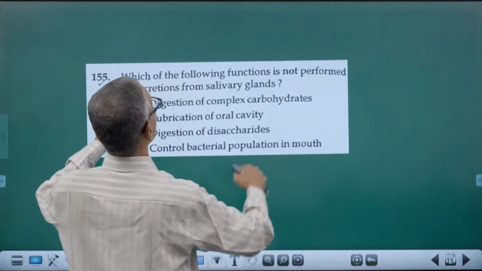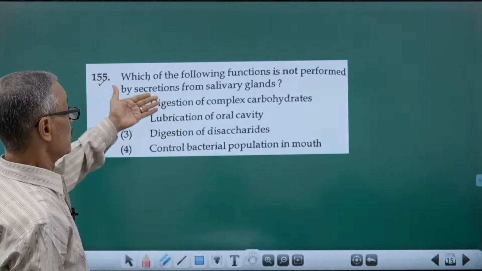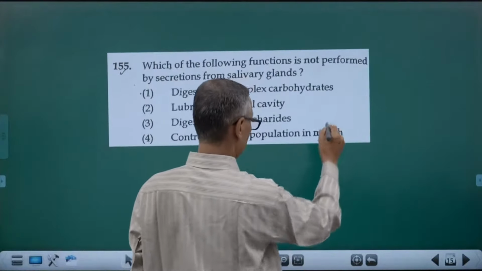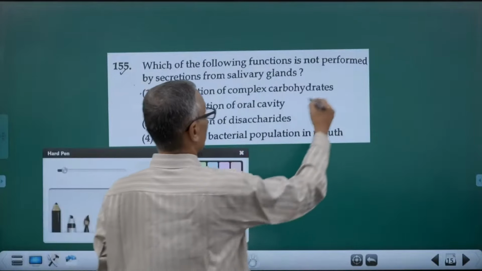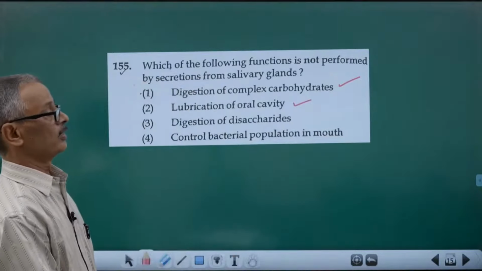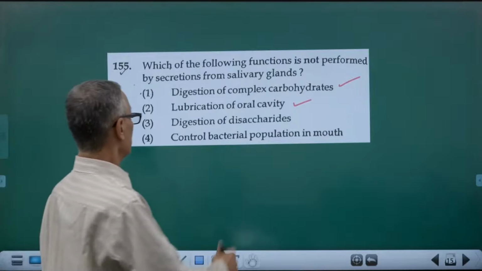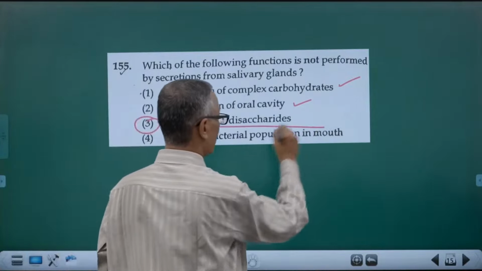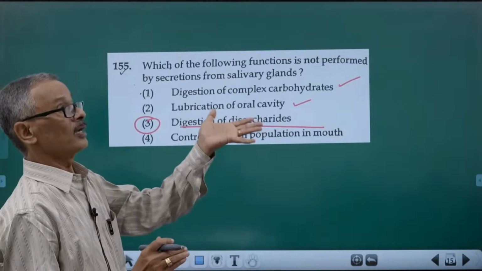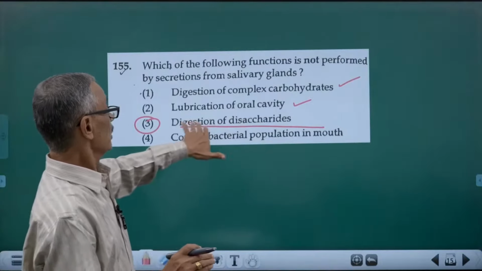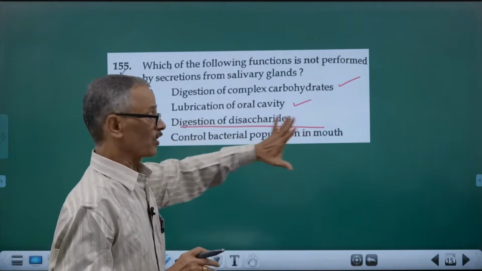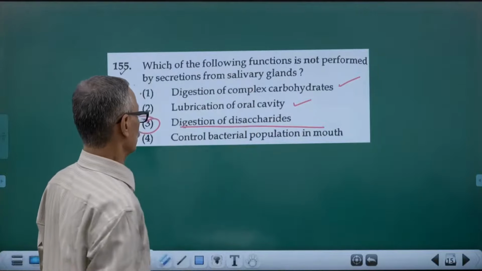Which of the following functions is not performed by secretion of salivary glands? Salivary glands contain salivary amylase, ptyalin, that digests complex polysaccharides like starch into disaccharides. Lubrication of the oral cavity, the mucin, the mucus is helping in lubrication. It is not digesting disaccharides. Polysaccharides are converted into maltose, a disaccharide. Then it cannot digest disaccharides into further glucose or monosaccharides. So, digestion of disaccharides is not done.